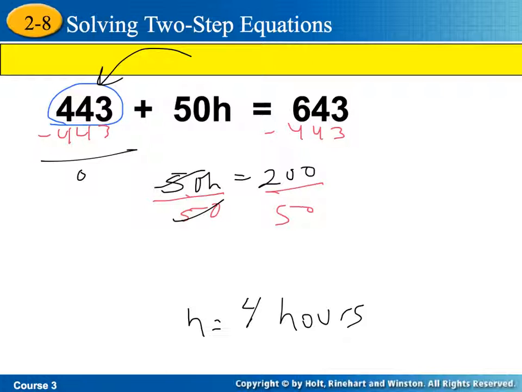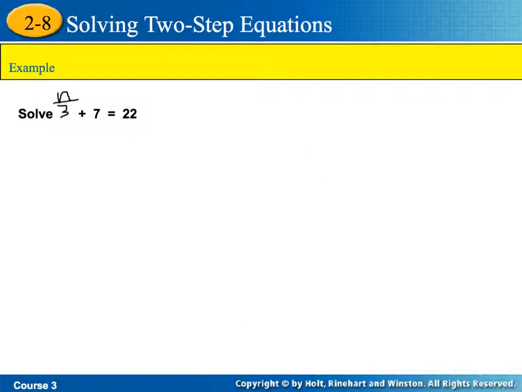All right, here we go. We're going to do several of these problems. As I look at this, we have n over 3 plus 7 equals 22. When we do this, we're trying to figure out what is happening to the variable. Well, first it's being divided and then it's being added. So if you looked at this, you would actually have to divide first, then add.